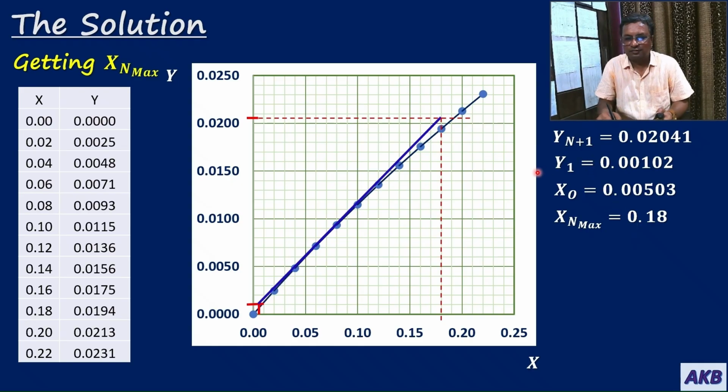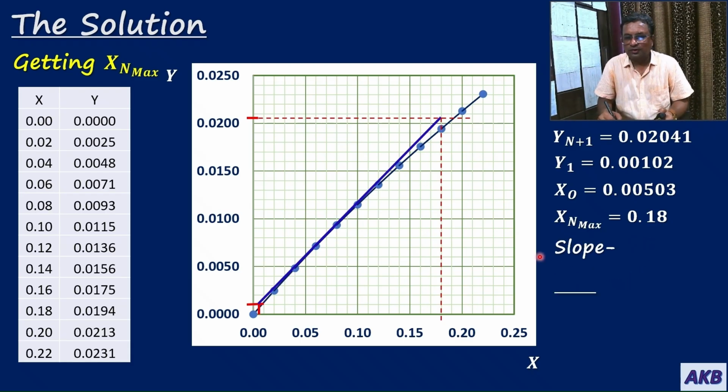So in this way, we have to get xn max. What I have done is I have located yn plus 1, y1, and x0, and then from this starting point I have drawn the operating line corresponding to the minimum liquid to gas ratio. And what is that line? The line that touches the equilibrium curve at a single point. After I draw the line, I get this point. My interest is to know the x coordinate of this point, because that is xn max, and the x coordinate comes out to be 0.18. So that's why xn max is 0.18.